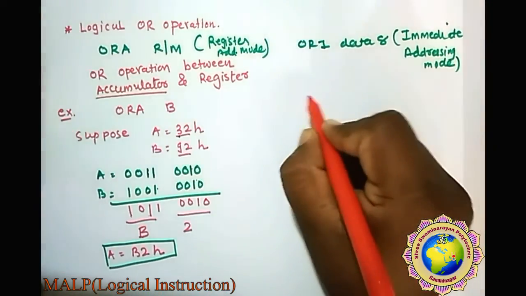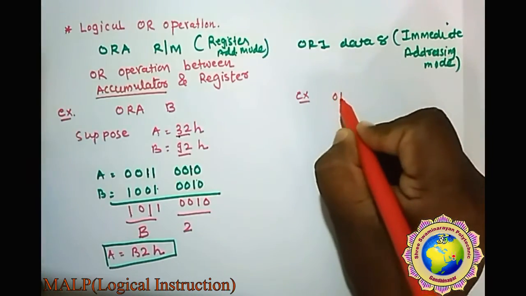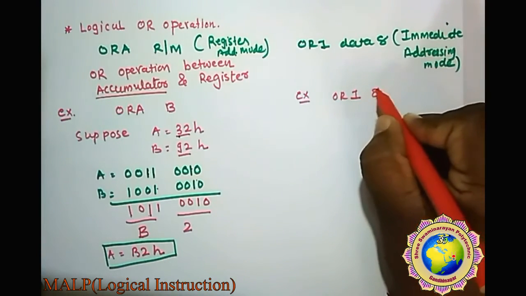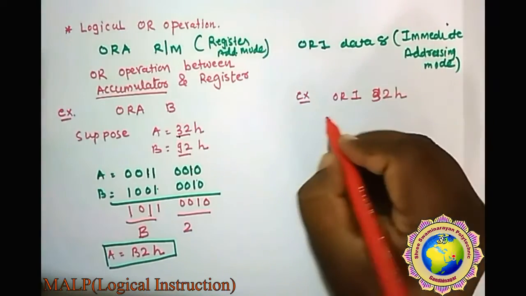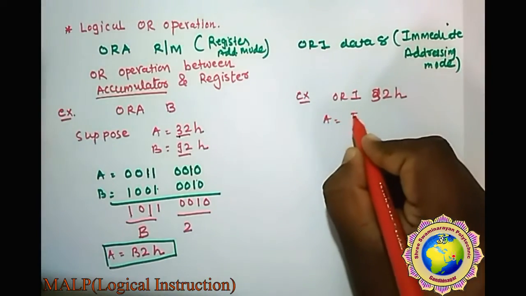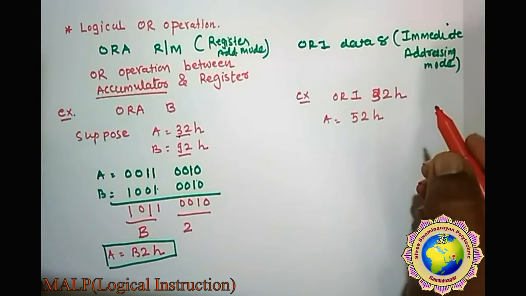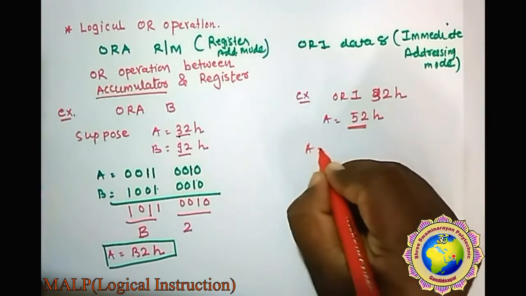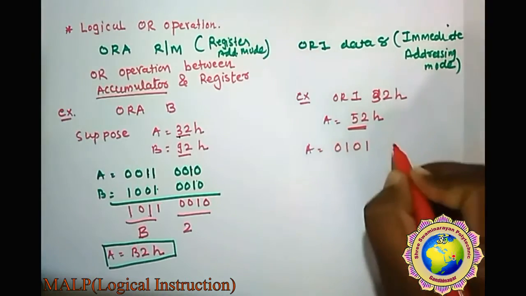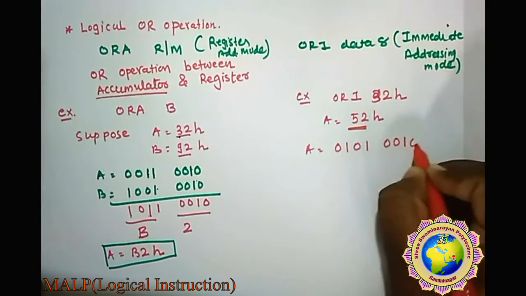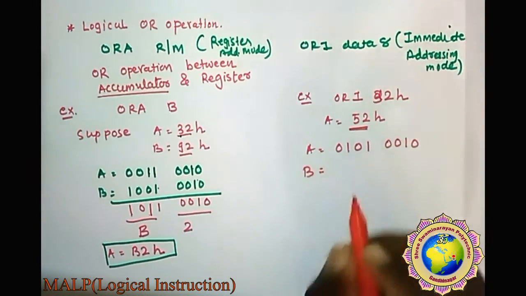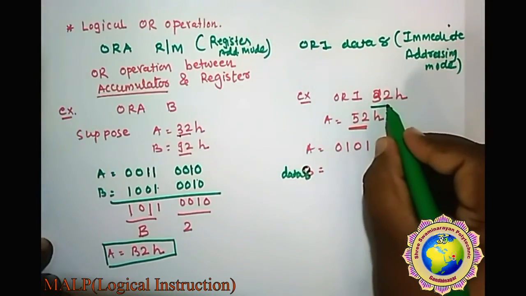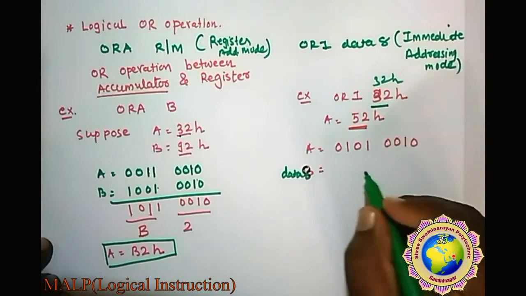Okay, so take the example ORI 32H. The value of A is 52H. So what does it perform? Make the binary of this. A is equal to 0101 0010. What is the binary of the 8-bit data? It's 32H.